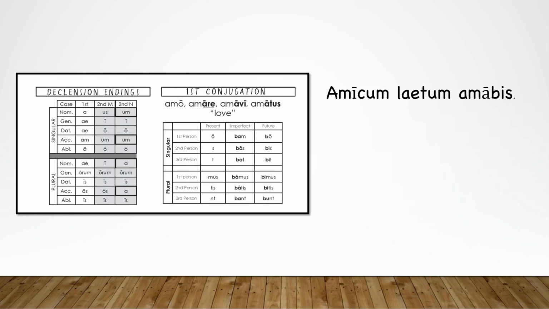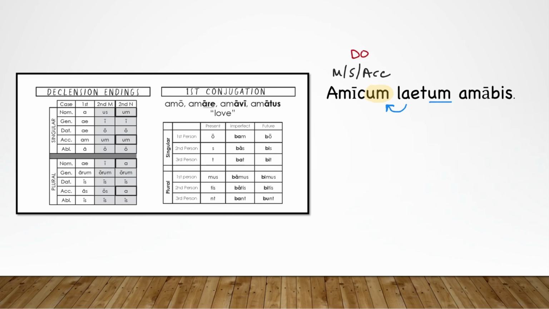Okay, let's try one more sentence, then I promise we'll be done for now. The sentence is amicum laetum amabis. Let's start with amicum. Stem is amic, then we have second declension masculine, so this is going to be masculine singular accusative. Okay, we have a direct object, cool. And now we have an adjective, and since there are no other nouns it could be modifying, laetum most likely will be masculine singular accusative as well, but let's check the ending.